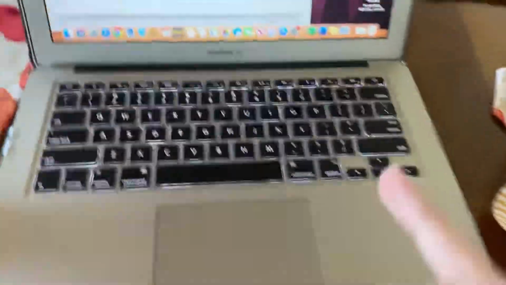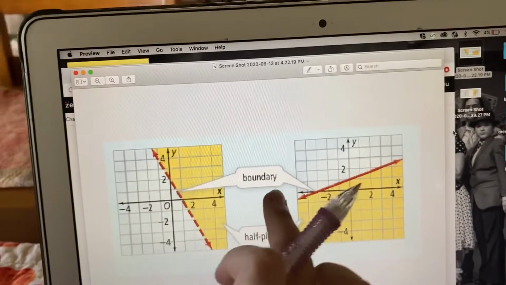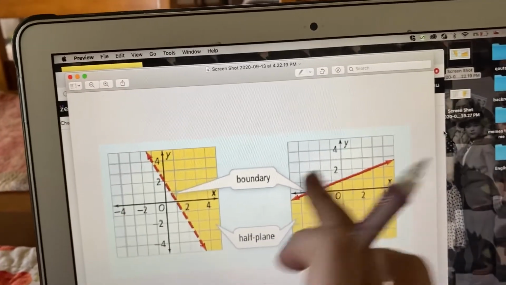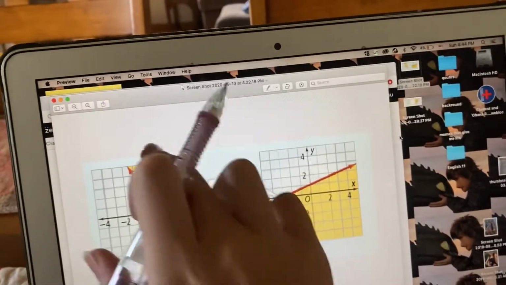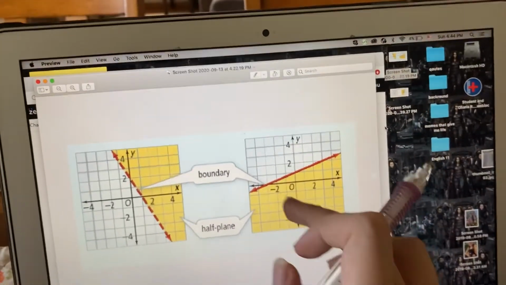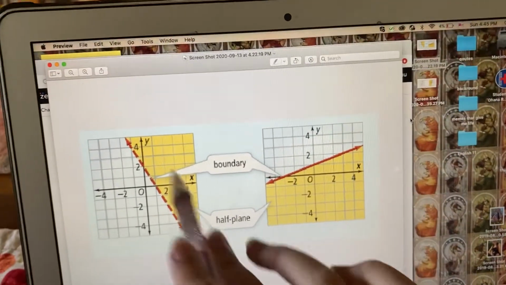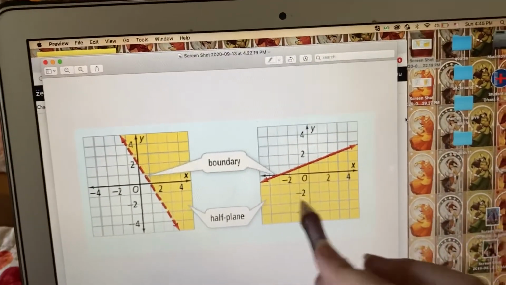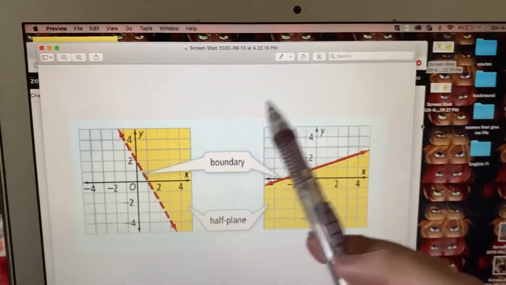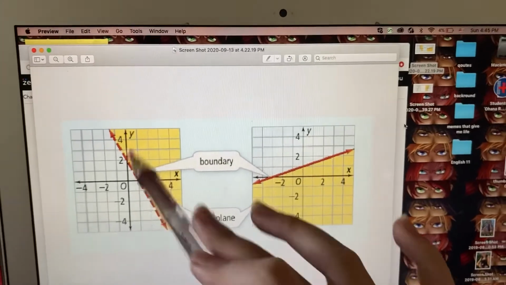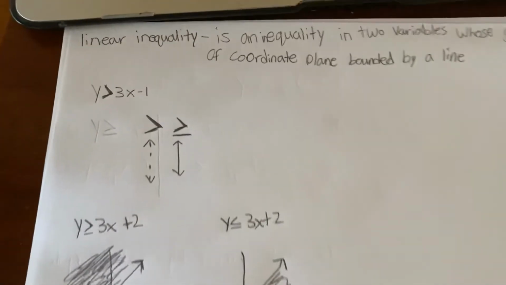If you look at these graphs right here, this is what I'm talking about. So this is the line, but as you can see, the boundary and then the half plane. With inequalities, it's a lot of shading in these things called half planes, but I'm just going to call it shading because it's easier and less confusing. And then these are your boundaries. So we're going to go into inequality.